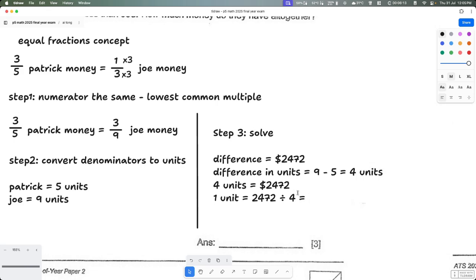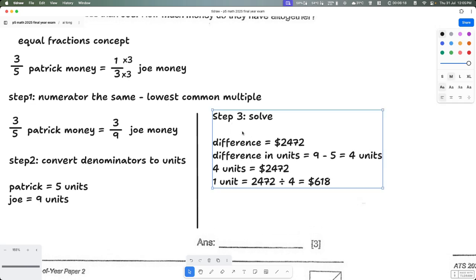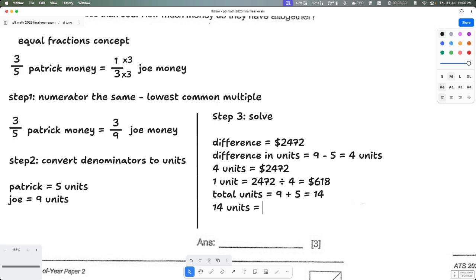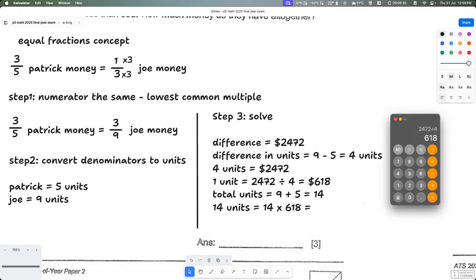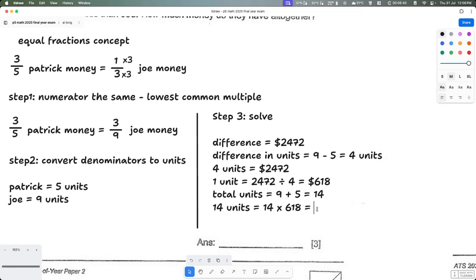Okay, and then let me put a solve on top here. So total units is equal to 9 plus 5, which is equal to 14, right? So 14 units is equal to 14 times 618. Let's use our calculator again. So we multiply by 14, and this gives us $8,652. So the answer to this is 8652.